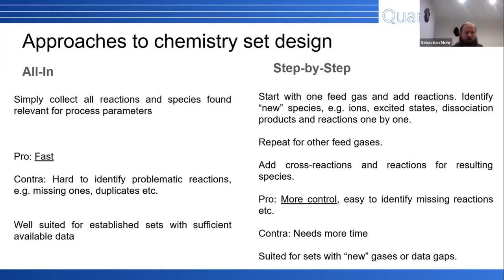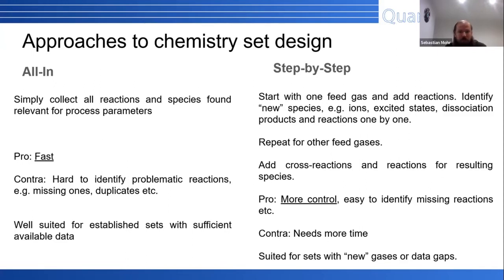So this approach is usually a good approach if you use gas mixtures which already have established sets and sufficient available data, for example, let's say argon, oxygen, or something like this. The other one is the step-by-step approach, which is a bit more careful.